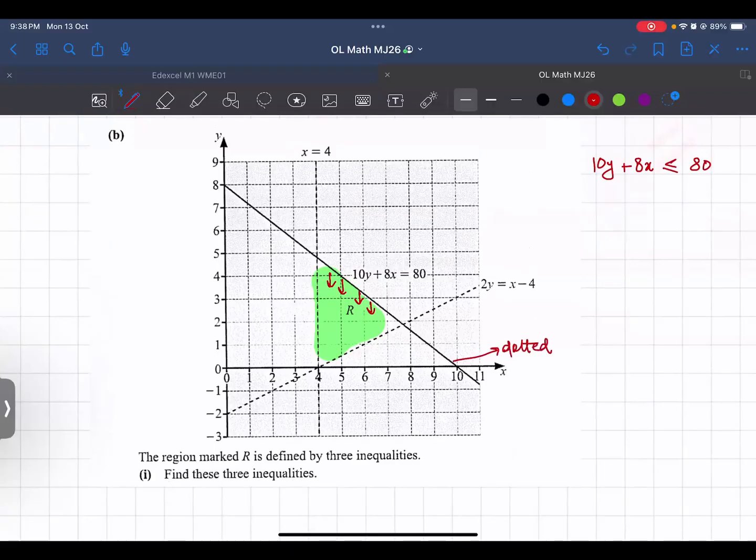For this line, the dotted one, it would be 2y greater than x minus 4, and the region is above this line. So it's only greater than, because it is the dotted line.